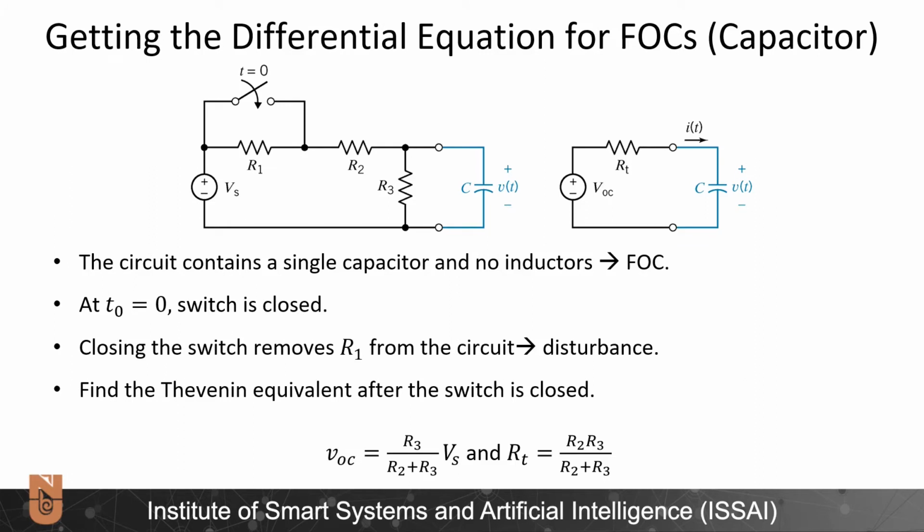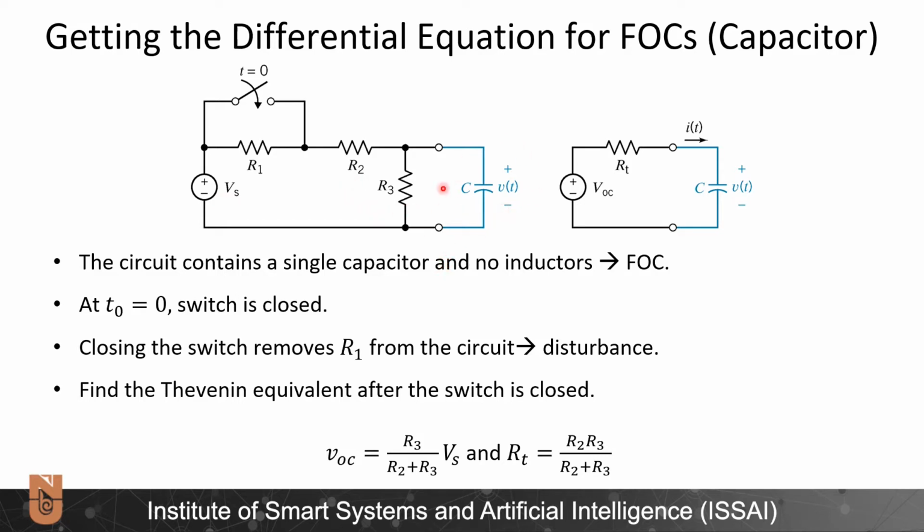Now we will get the differential equation governing the dynamics of this circuit. And we observe that this is a first order circuit because the circuit contains only one capacitor. In this circuit, the disturbance comes in the form of the closure of this switch at t equal to 0. When this switch is closed, effectively the resistance 1 gets bypassed, and the circuit consists of a voltage source, resistor 2, resistor 3, and the capacitance.